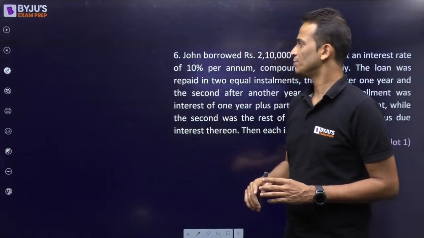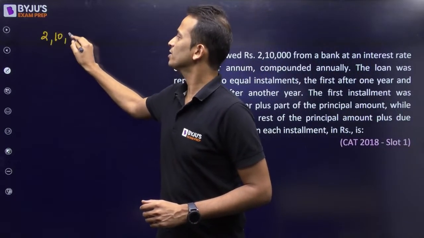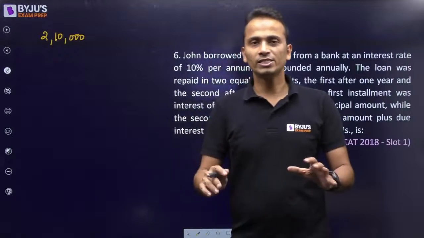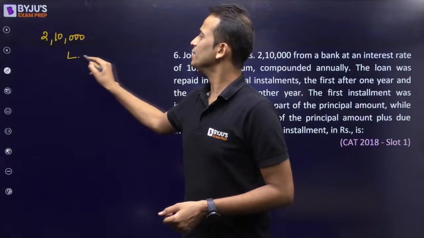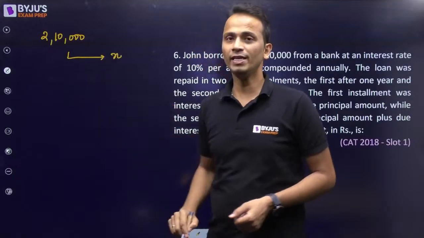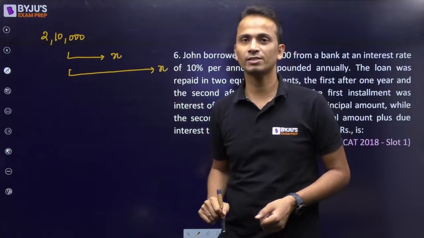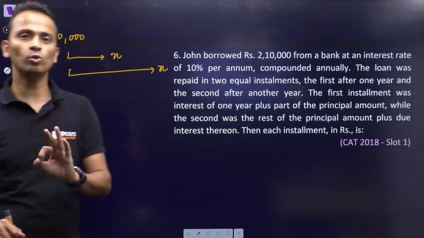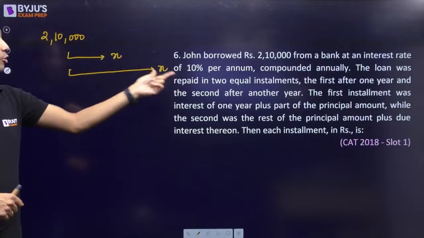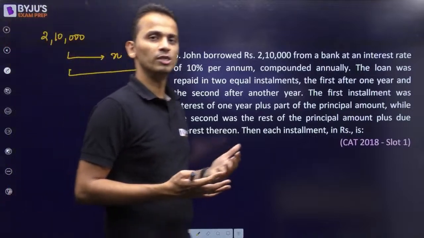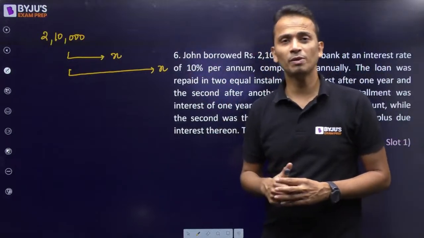Let's understand what has happened. So John has borrowed 2,10,000. Let's say today he has borrowed this money. Now after 1 year he will make a payment of x, and then after another year he will make a payment of x. In 2 equal installments he will repay his loan completely. Now these x will also include the interest that is levied on this principal money, right?